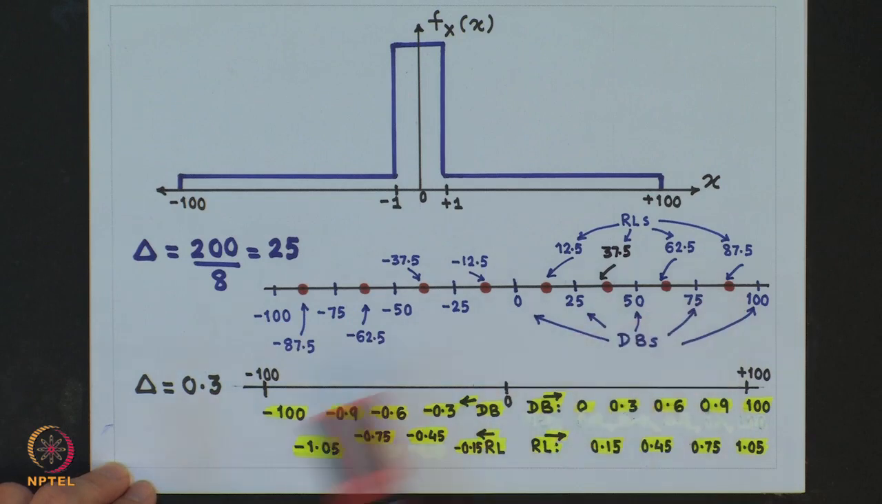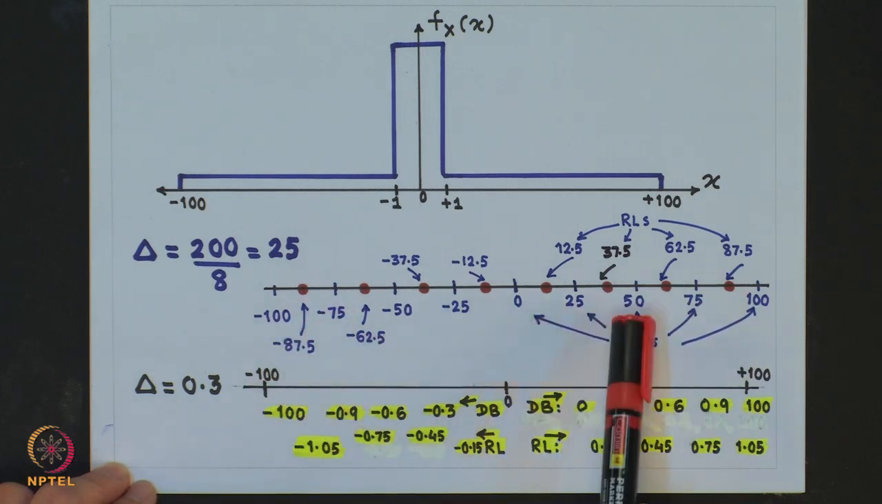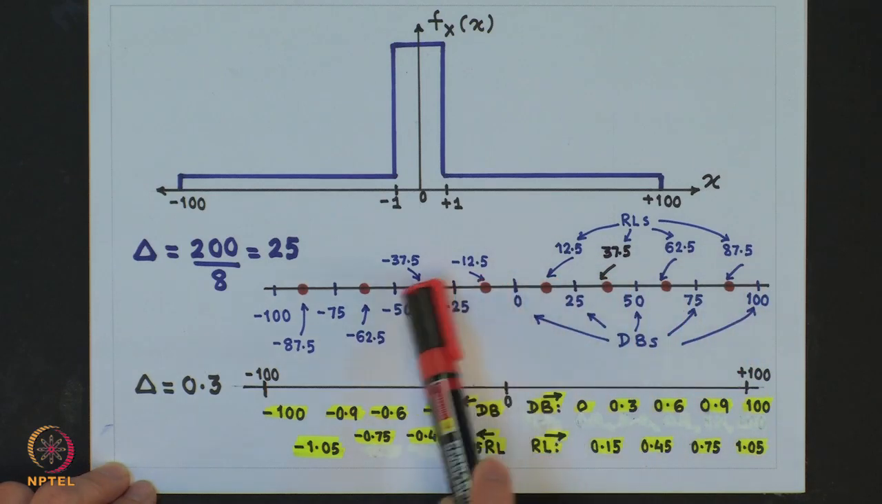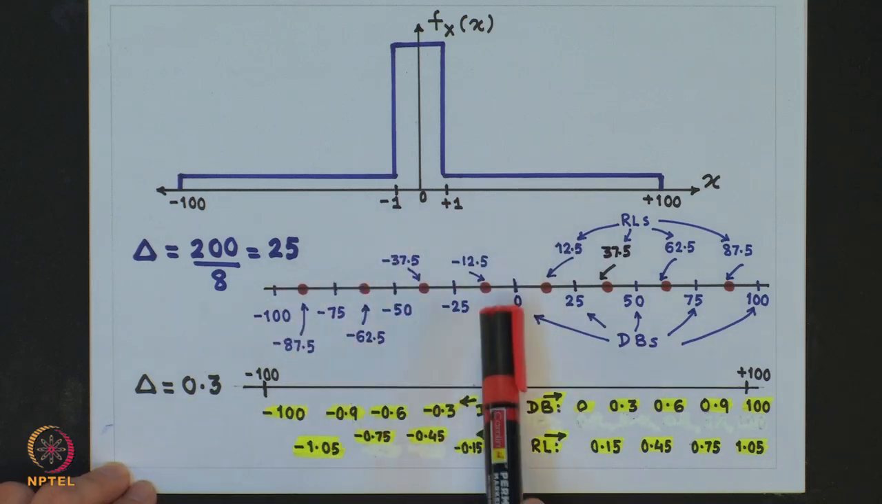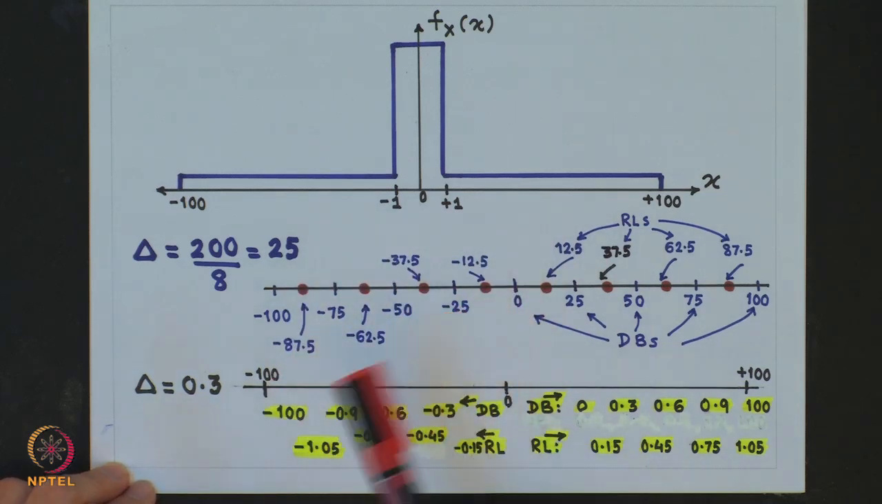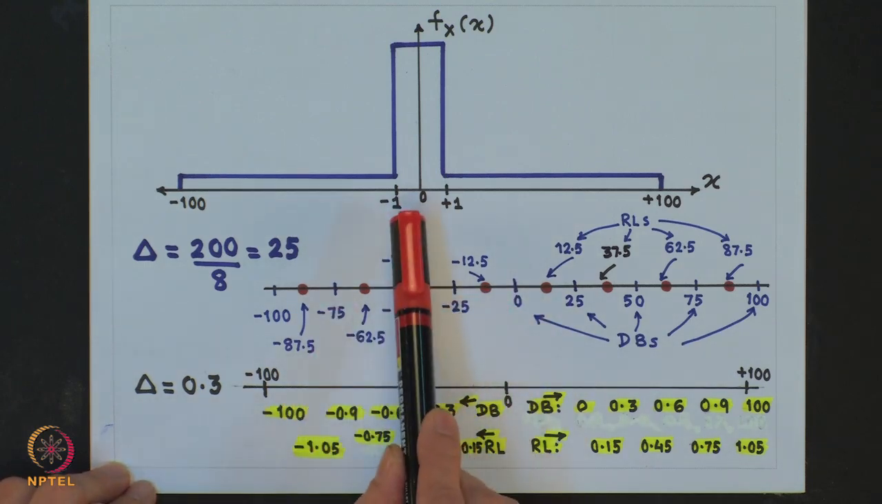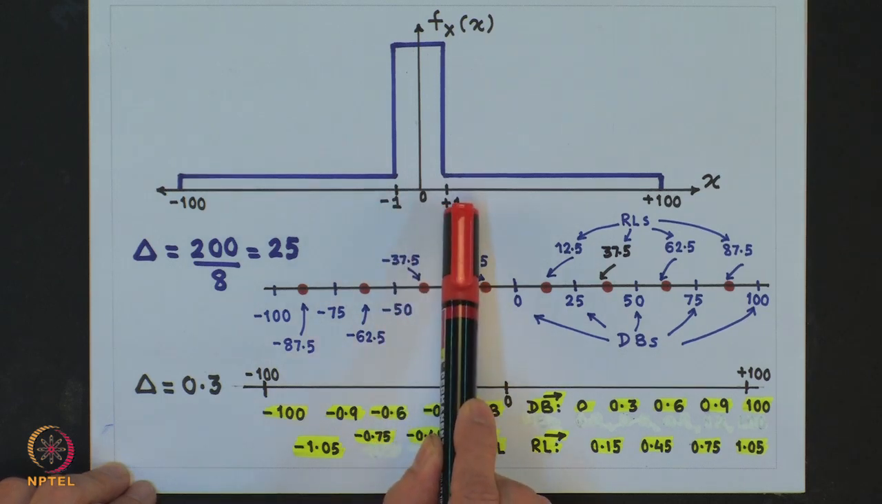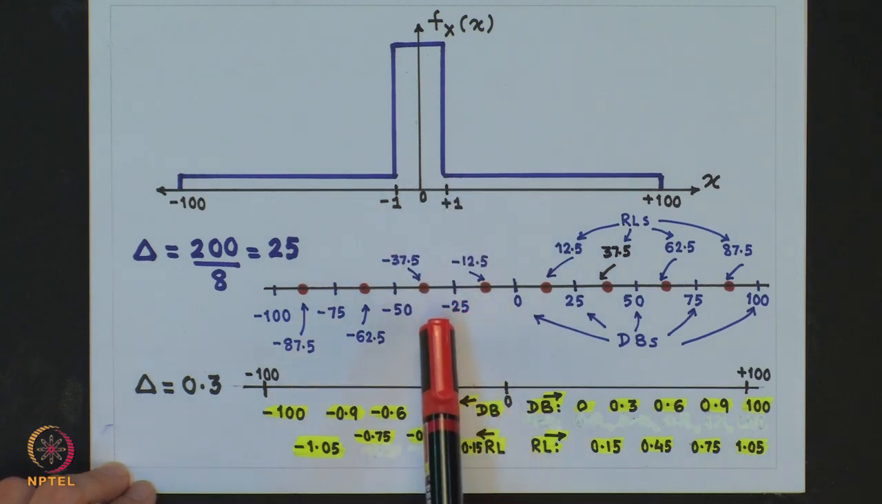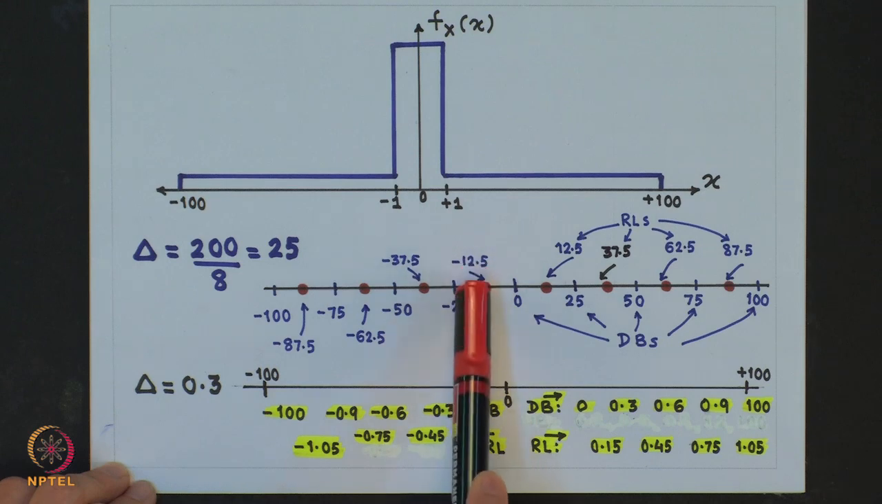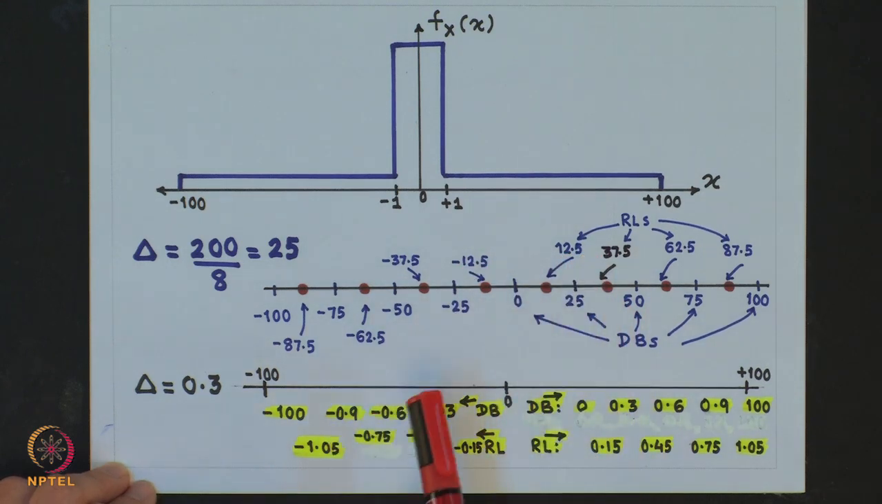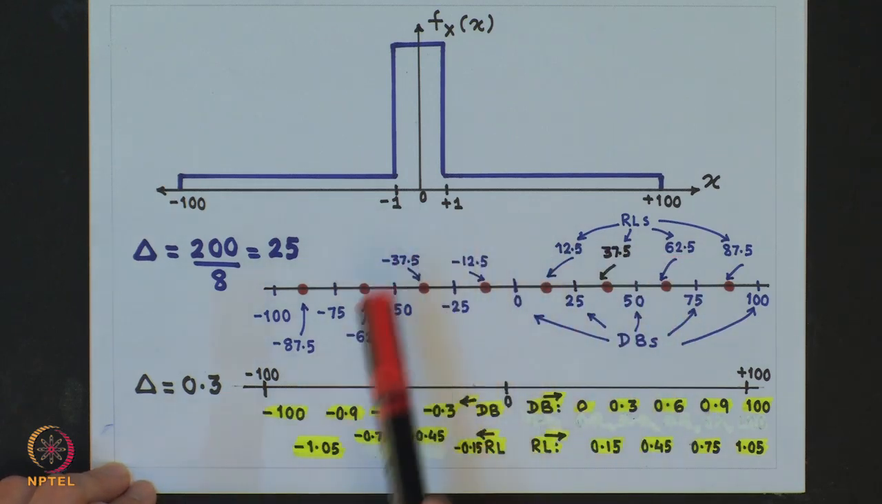Now, for this step size, this figure shows the decision boundaries and the reconstruction levels. We saw that for this case, the maximum quantization error is going to be 12.5, and the minimum error which we will get 95% of the time would be equal to 11.5, and that would happen when the input is between minus 1 to plus 1, in which case the reconstruction levels are going to be minus 12.5 or 12.5. Now, for such a case, the mean square quantization error which we will get will not be minimum.